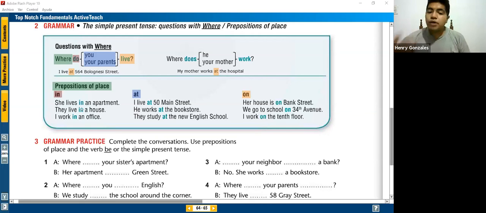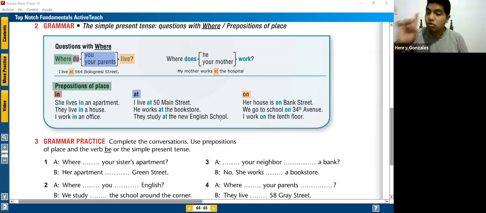But what about the preposition at, students? Well, the preposition at, when you're going to talk about a place, cuando vamos a hablar de un lugar en sí, okay, for example, en una farmacia, un hospital, una librería, etc., okay? It's a public place, right? For example, he works at the bookstore, or they study at the New English School, right?